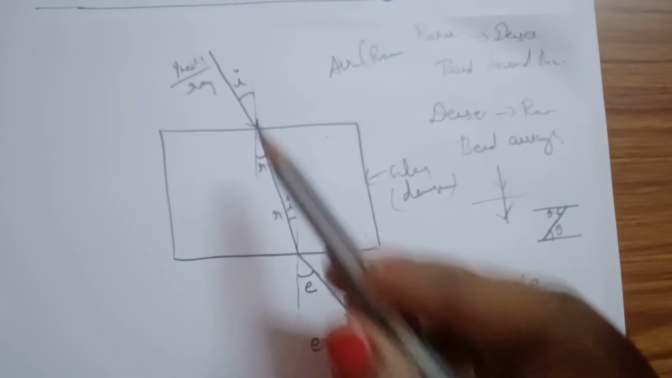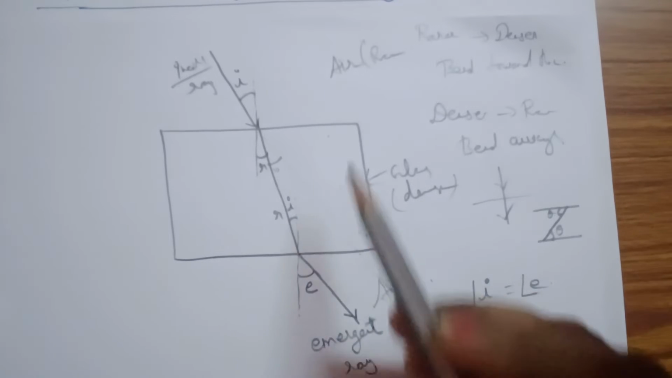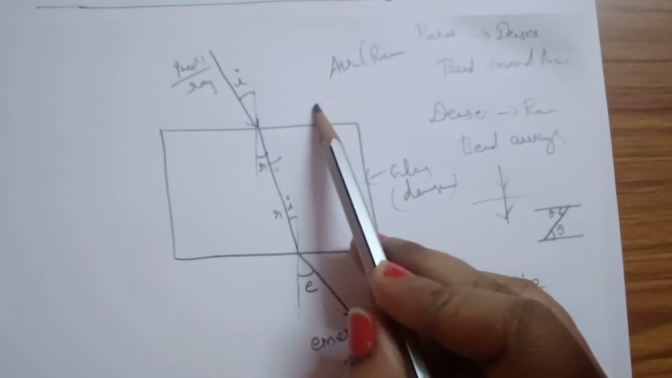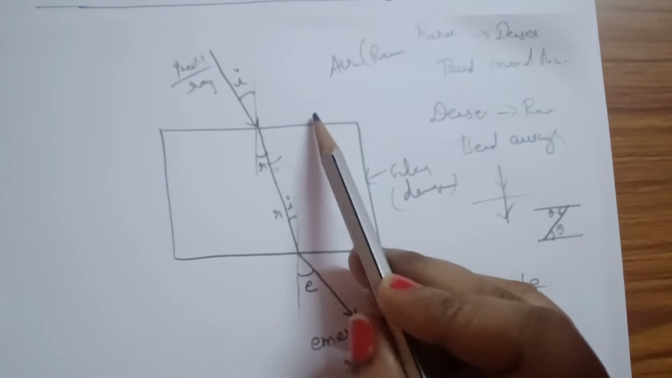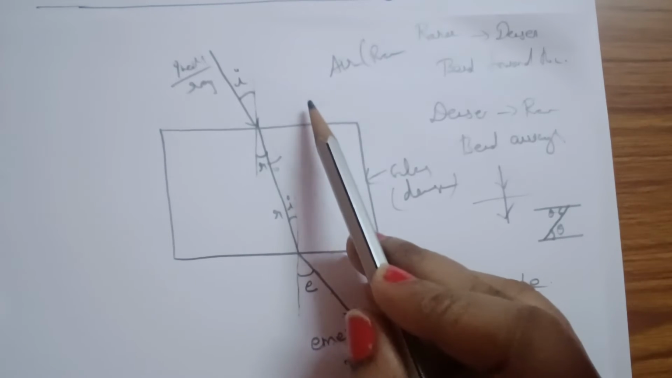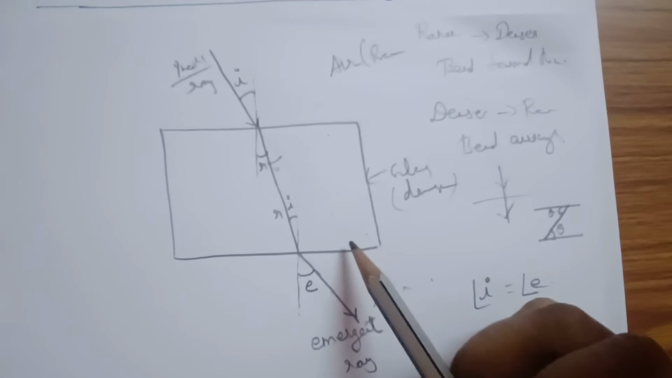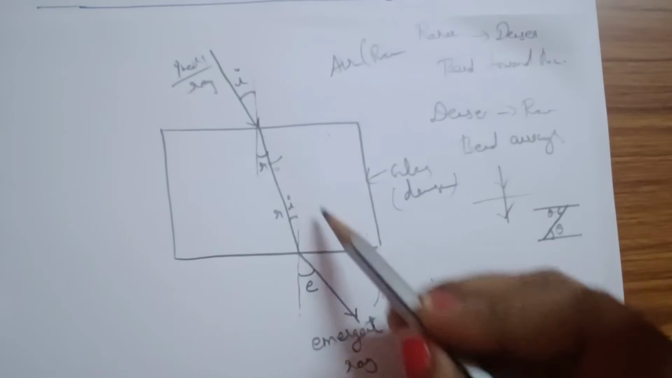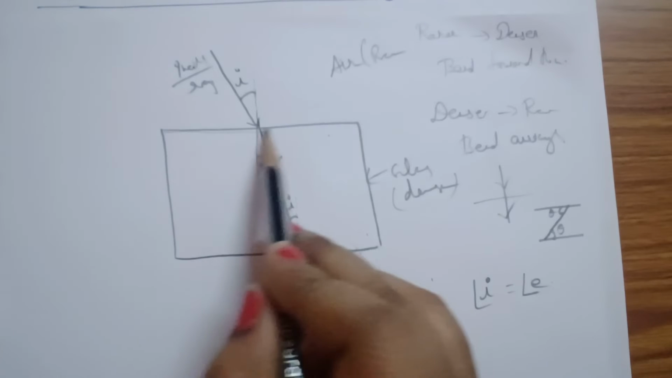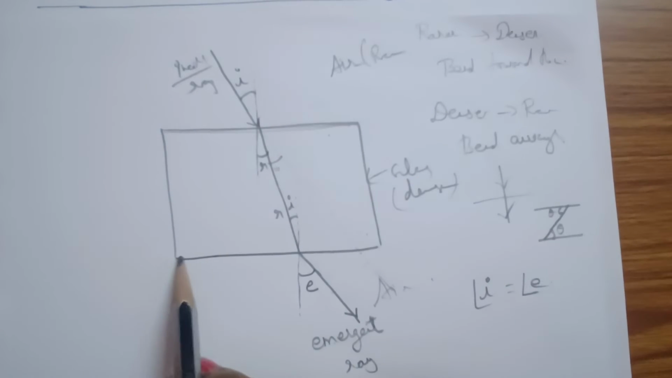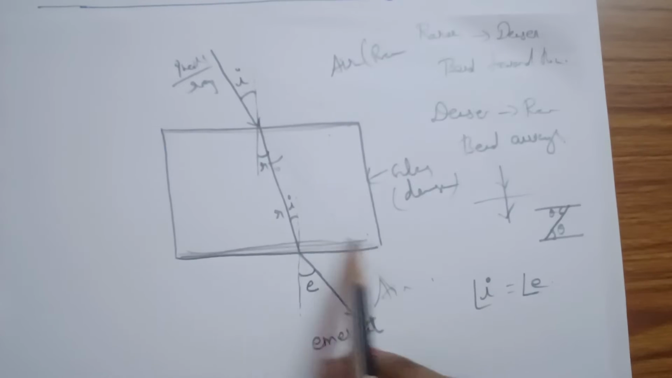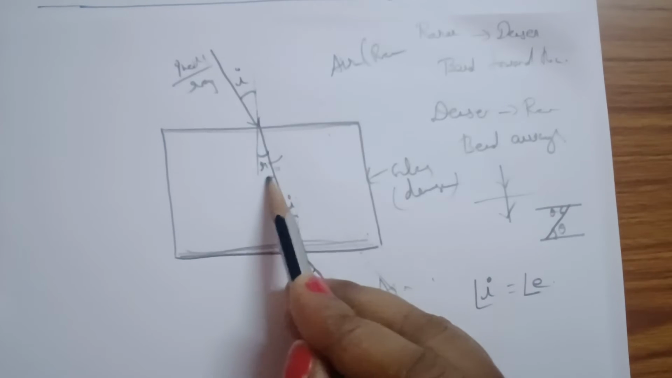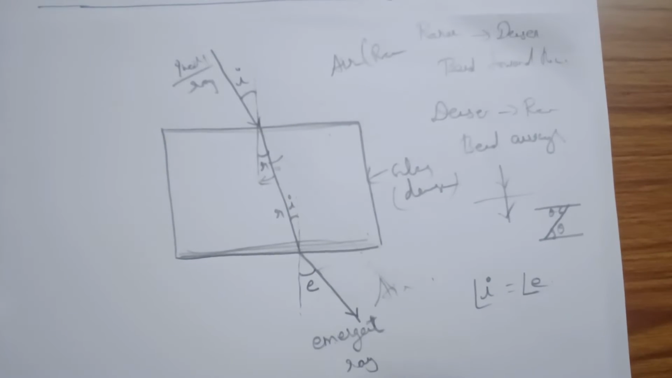Why am I saying these two are equal? Because of the medium in which it takes place, both are the same. Here air to glass, here glass to air, both the mediums are the same. So the extent of deviation is also the same. So we can say how much bending takes place on this parallel side is equal to how much bending takes place on the opposite parallel side. Okay, only it is taking place in the opposite direction, towards the normal and away from the normal, that is the thing. Okay, so this is the refraction through the rectangular glass slab.